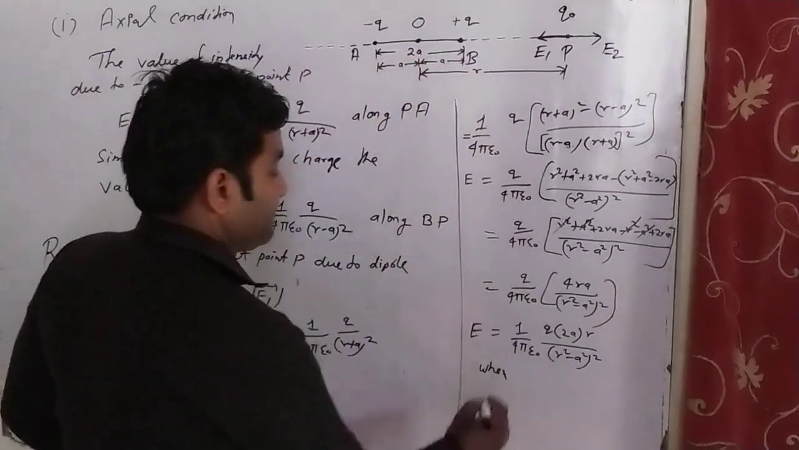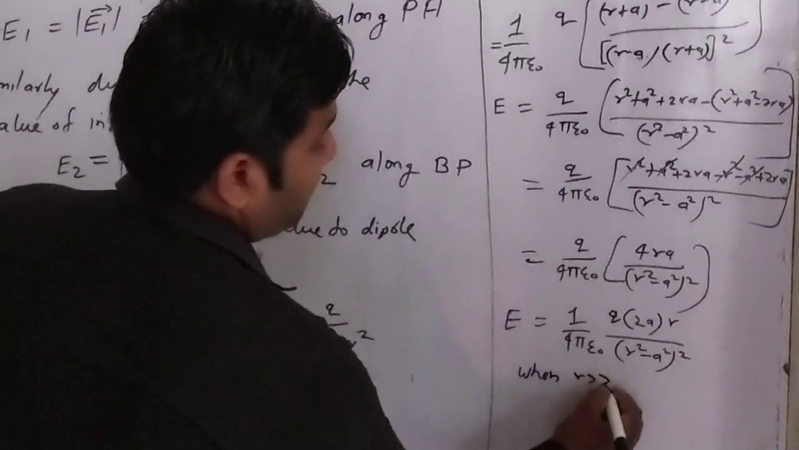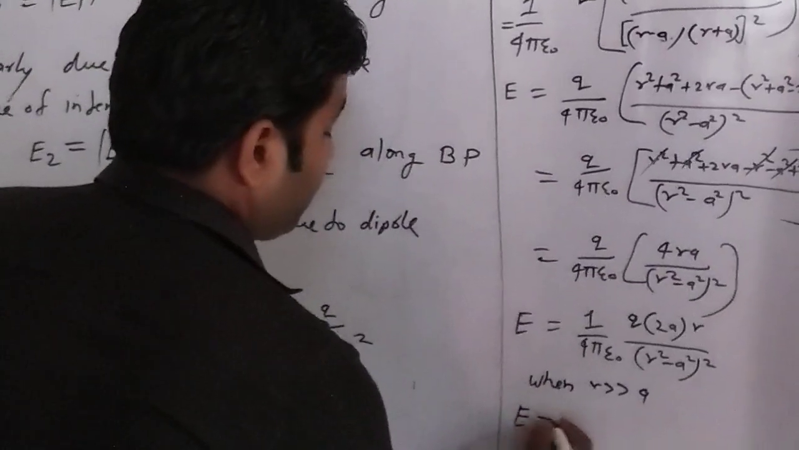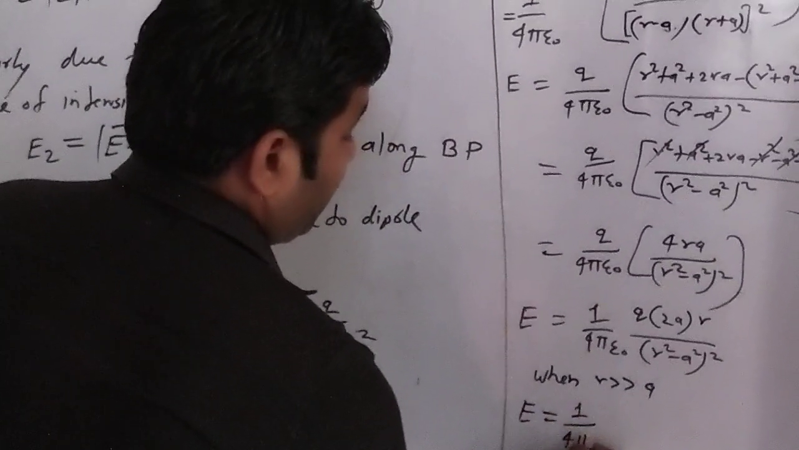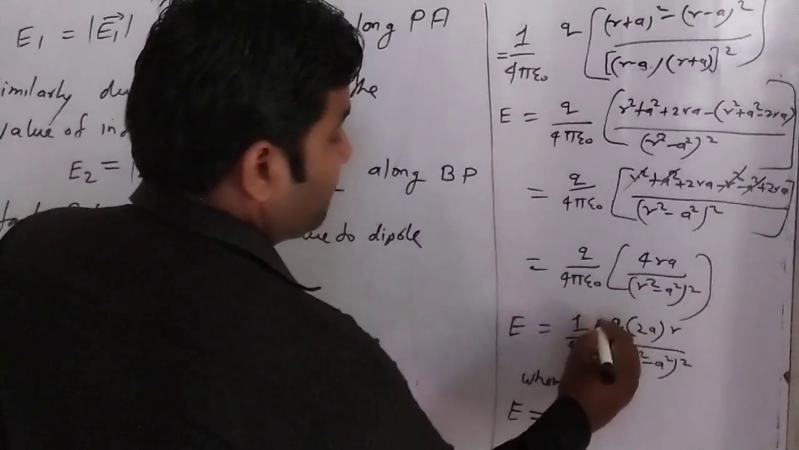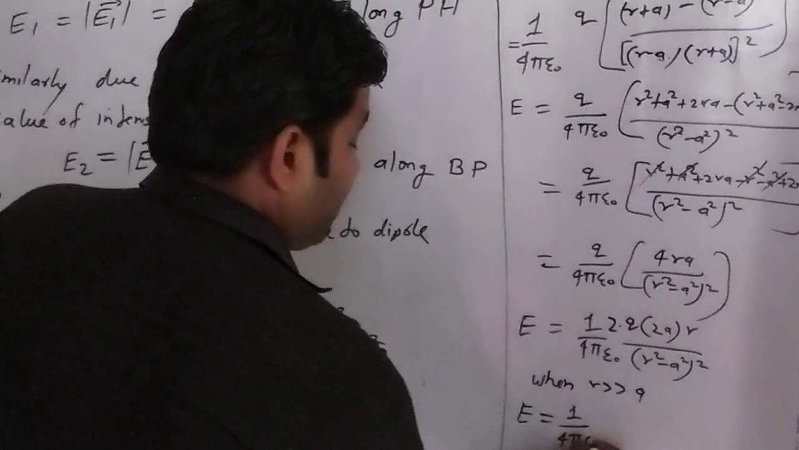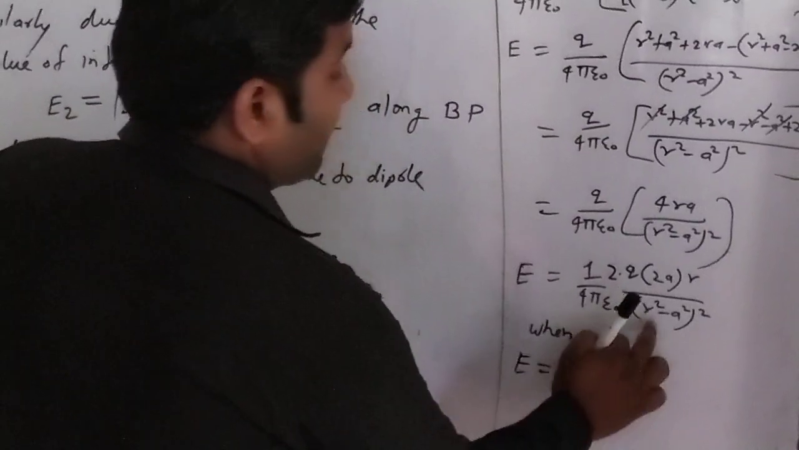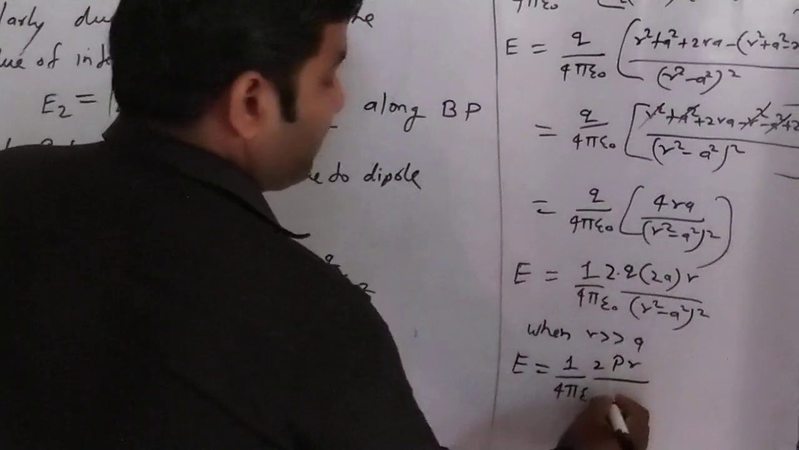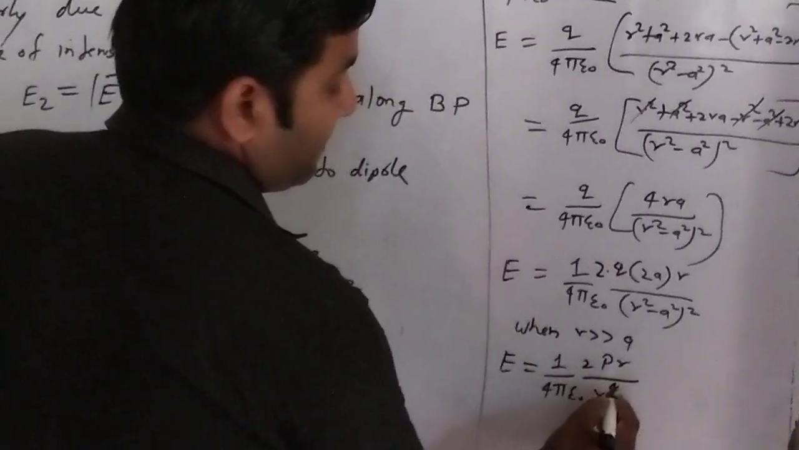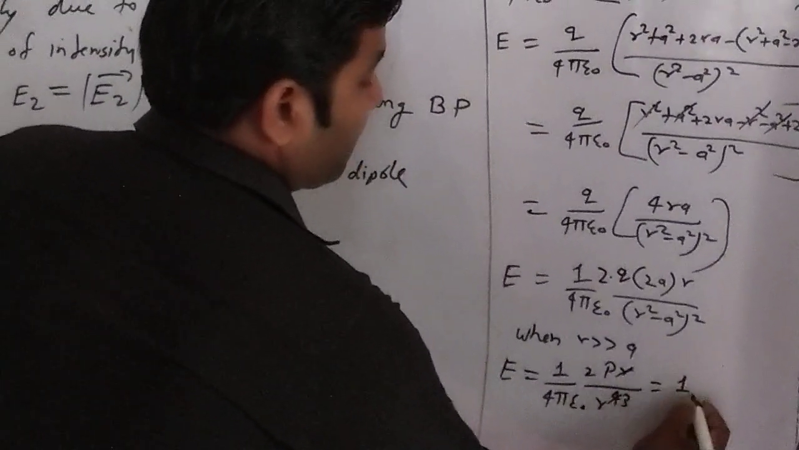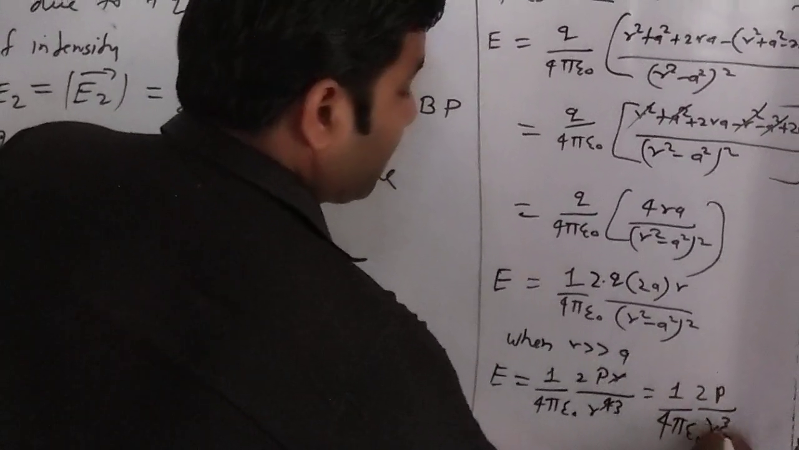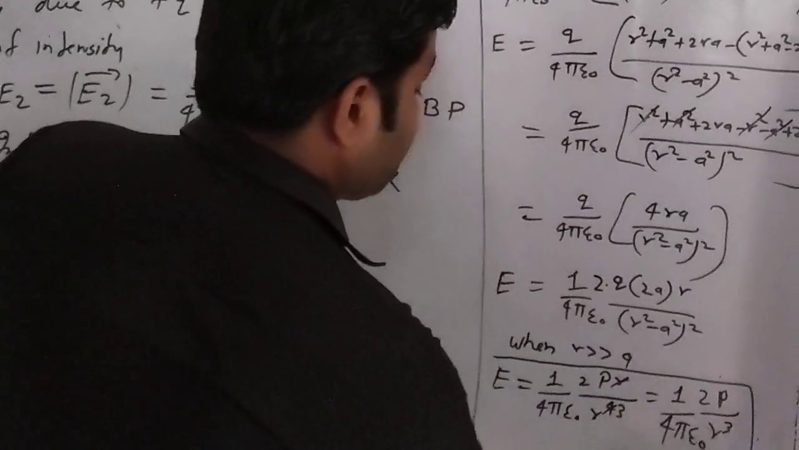When the value of R is much greater in comparison to A, it means R is greater than A, then the value of A square will be neglected. So E is equal to 1 upon 4 pi epsilon naught, and the 2 remains. Q into 2A is P, into R upon R square whole square, that is R power 4. So R cancels out, remaining R cube. So E is equal to 1 upon 4 pi epsilon naught, 2P upon R cube. This is the value of electric field intensity, and what will the direction be?